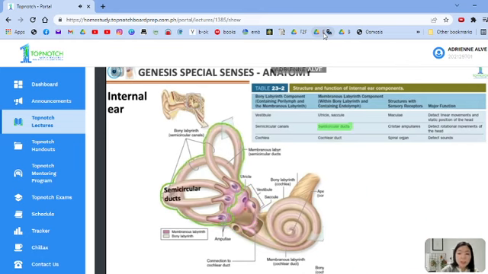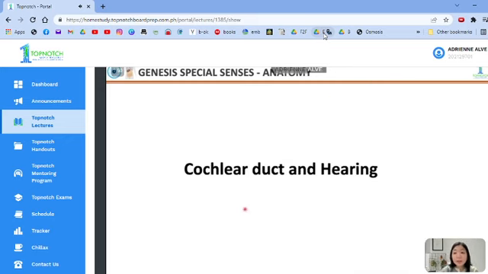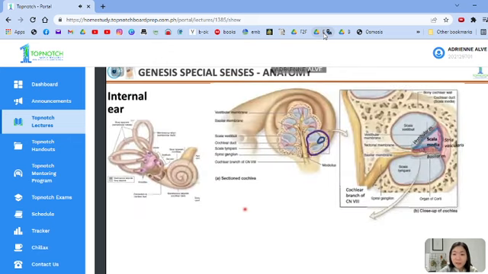Then you have three semicircular ducts, which detect the rotational movements of the head. So let's talk about the cochlear duct and hearing. The cochlear duct is actually a spiral tube encased in a spiral-shaped bony cochlea. Taking a cross-section of the tube, the cochlear duct itself forms the middle compartment, filled with endolymph, called the scala media.